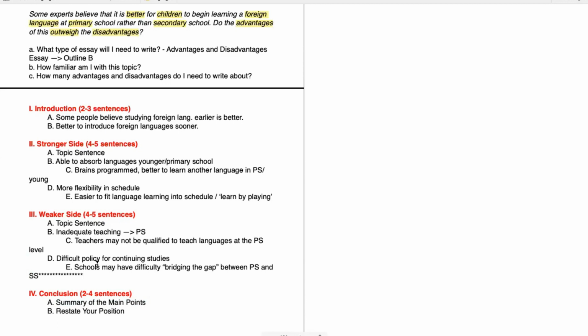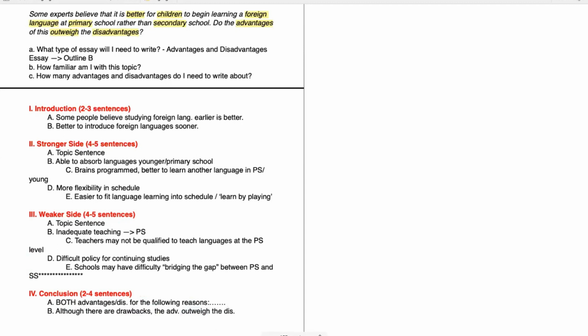I'll show you what I mean by that when we start writing. For the conclusion, just to summarize, I'm going to say there are both advantages and disadvantages for the following reasons. And I'm going to list my reasons just to recap everything I've talked about. And then I'm going to restate my position and say, basically, although there are drawbacks, okay, another synonym for disadvantages, the advantages outweigh the disadvantages, okay? This is basically my idea.